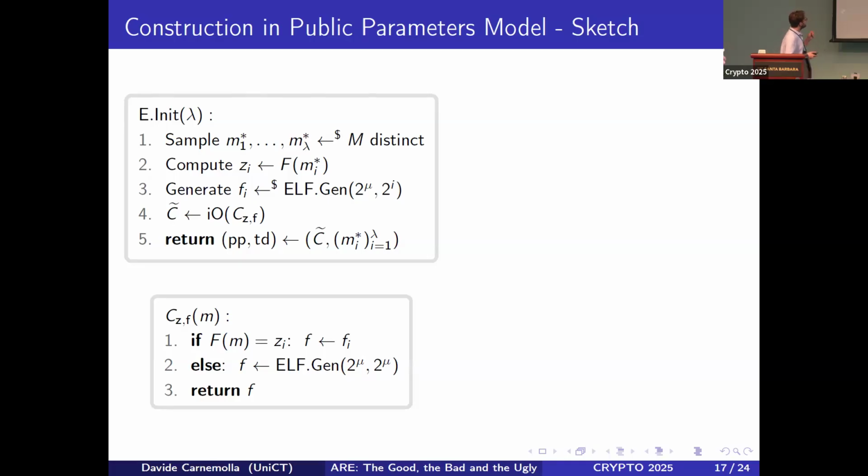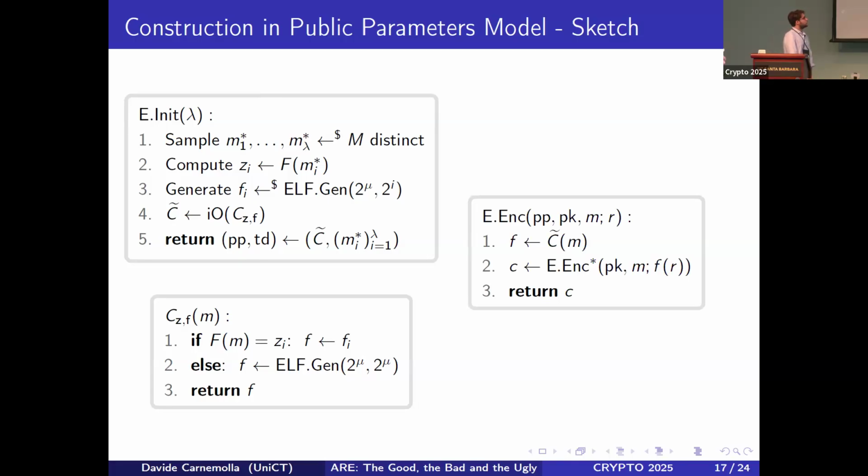Then it constructs a circuit C that on input a message M, first of all, checks if this message is weak. And this check will be done using the outputs of the injective one-way function. And then if the message is weak, it outputs the function generated before. While in other case, it will generate a new function, but in injective mode. And then the public parameters will be composed by the circuit C obfuscated using iO, while the trapdoor will be composed by the set of all weak messages.